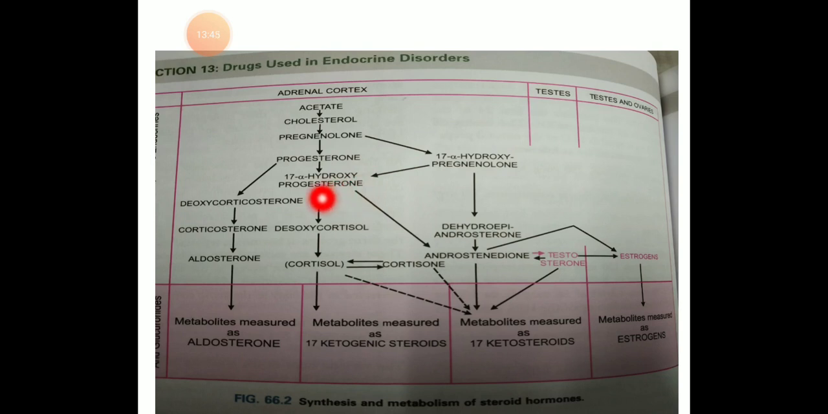You'll see that in one way, deoxycorticosterone, then corticosterone, then it's coming to aldosterone. Aldosterone is important for retaining sodium and the excretion of potassium, whereas 17 alpha hydroxyprogesterone is forming the cortisol, which is basically synonymous with hydrocortisone, and is metabolized and measured as 17 ketogenic steroids.